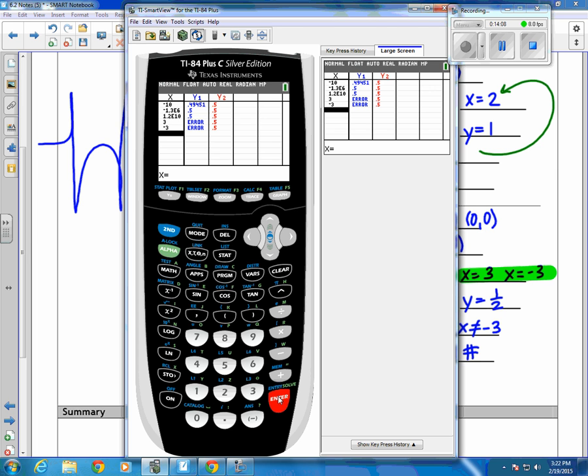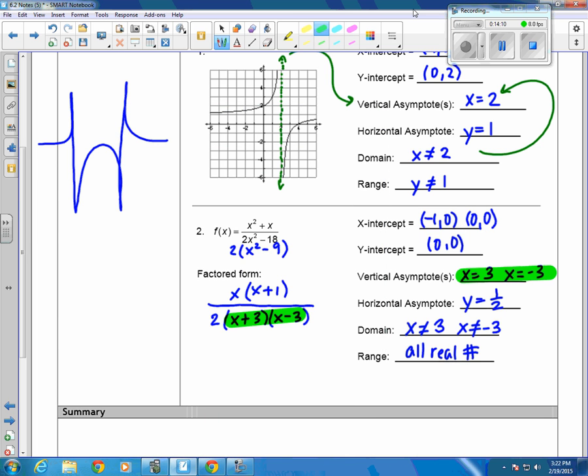So if I gave you a new function and said find the vertical asymptotes, where could you look to find them? In the bottom. Okay? So here we look for the denominator equaling 0. Good?